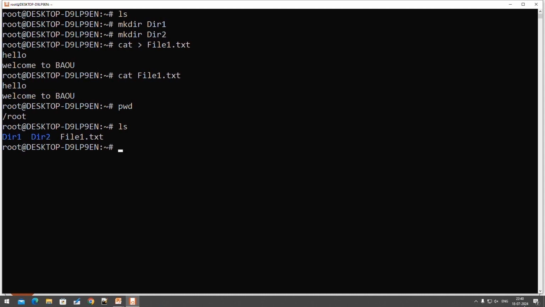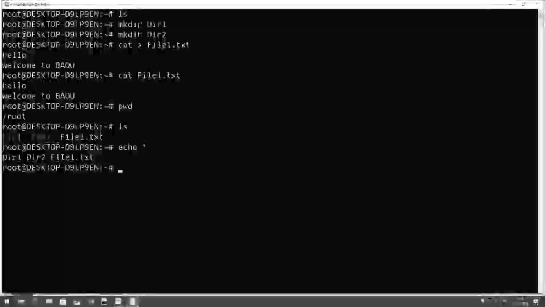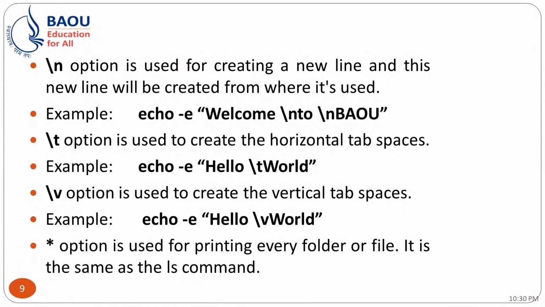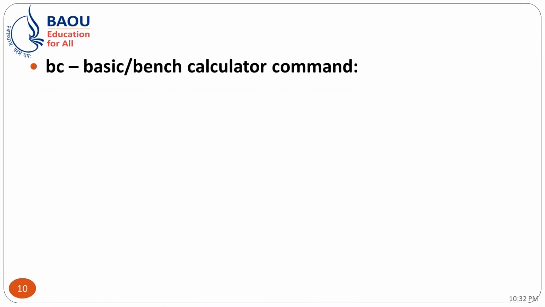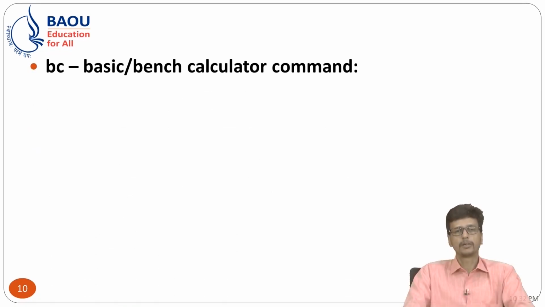So this same functionality I would like to represent with the help of the echo command. In that case you can write echo and simply a star, or asterisk. You can see the same output is generated with the help of this option in the echo command, right? I think you are clear with this star option. Now the next command is the bc command.